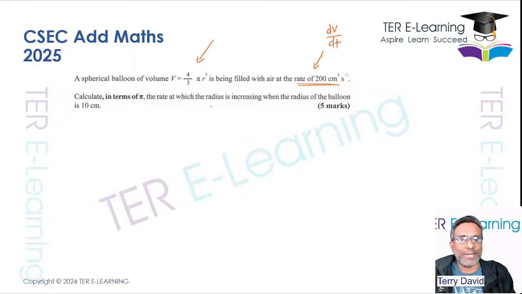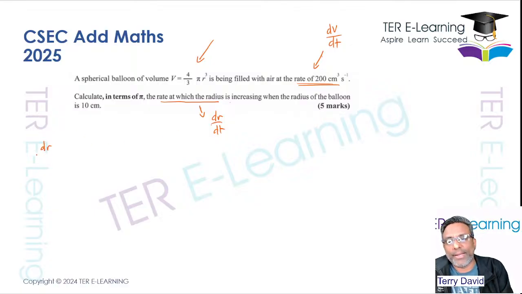Now they want you to calculate in terms of pi. So the question is asking you to calculate the rate at which the radius is increasing. So this here is dr/dt. That's what they want. They want dr/dt. So here's what you're going to do. The first thing I would do here is to write down a connected rate of change formula in order to find dr/dt in terms of this.